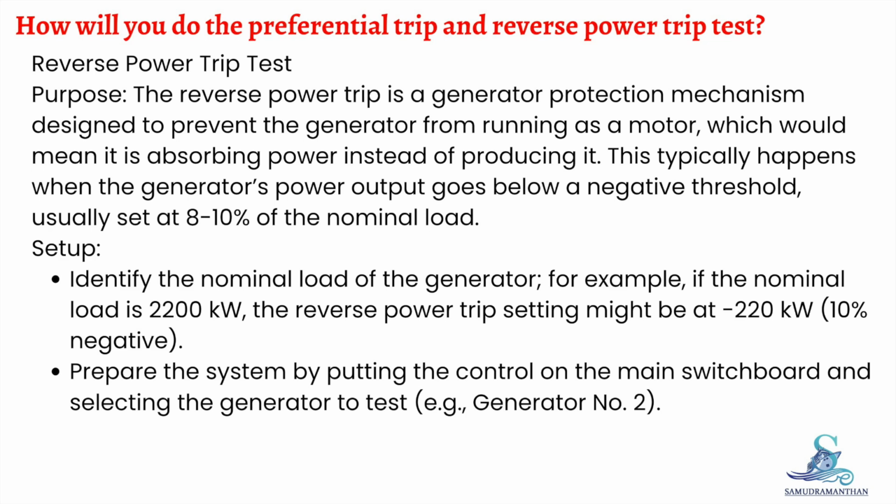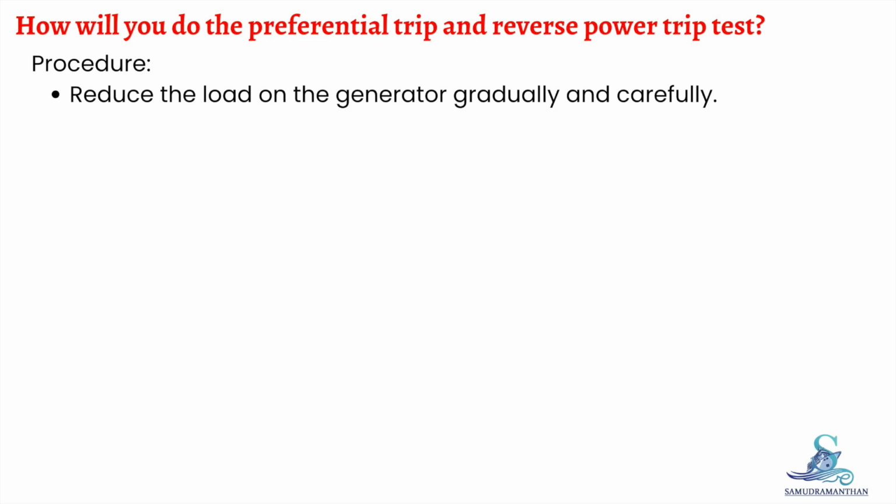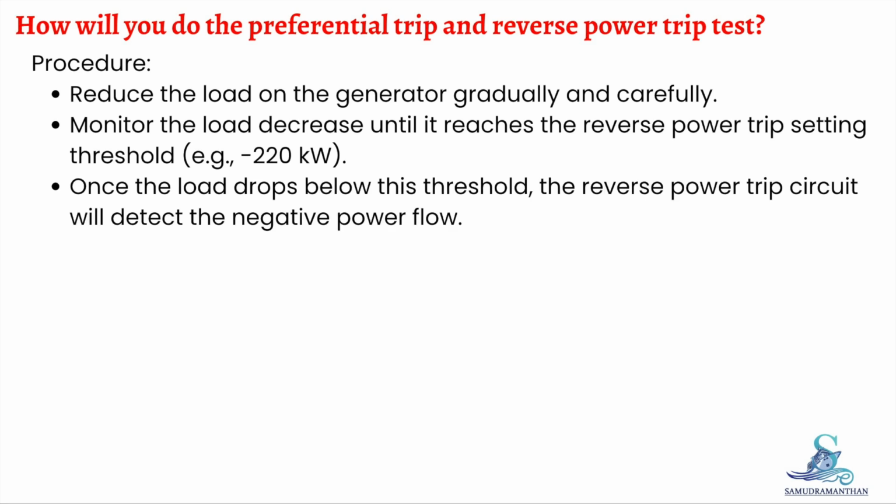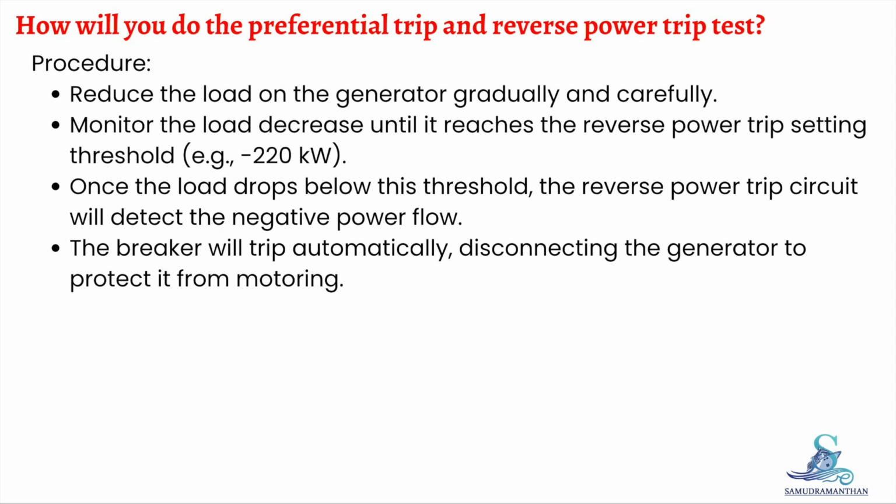Procedure: reduce the load on the generator gradually and carefully. Monitor the load decrease until it reaches the reverse power trip setting threshold, example minus 220 kilowatt. Once the load drops below this threshold, the reverse power trip circuit will detect the negative power flow. The breaker will trip automatically, disconnecting the generator to protect it from motoring.